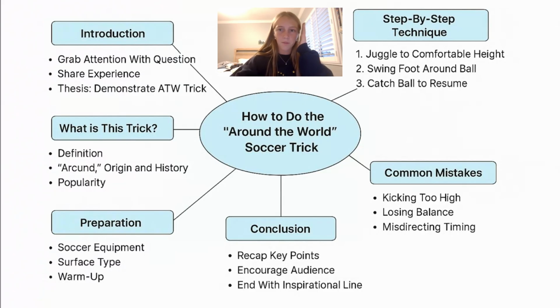Let's start with the center of the map. This is where I placed my main topic, around the world soccer trick. From there, I branched out into 6 key areas that represent the major sections of my speech. First, I have the introduction. This section is all about grabbing the attention and setting the stage.